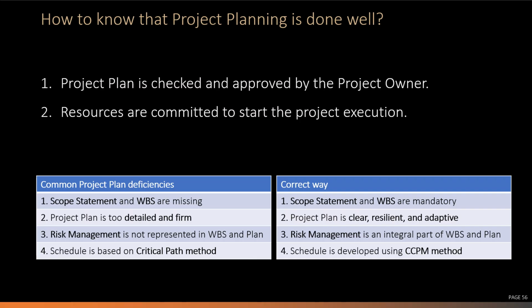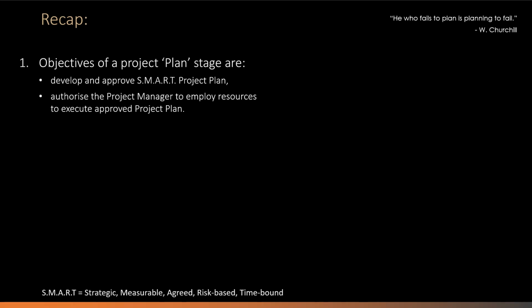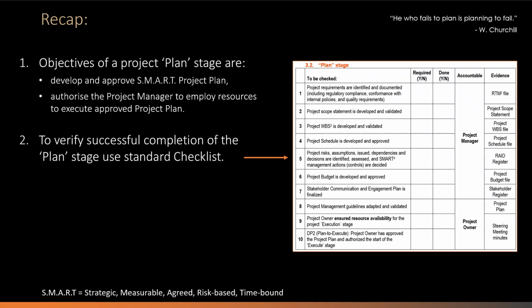Let's recap what you have just learned in this long session. First, the objectives of the project plan stage are two: to develop and approve a smart project plan and to authorize the project manager to employ resources to execute the approved project plan. To verify successful completion of the plan stage, you can use a standard checklist similar to the one used to check completion of the initiate stage. As you can see from the checklist, the project manager is accountable for most of the deliverables of the plan stage, while the project owner is accountable just for the 3 last deliverables, 8, 9, and 10.